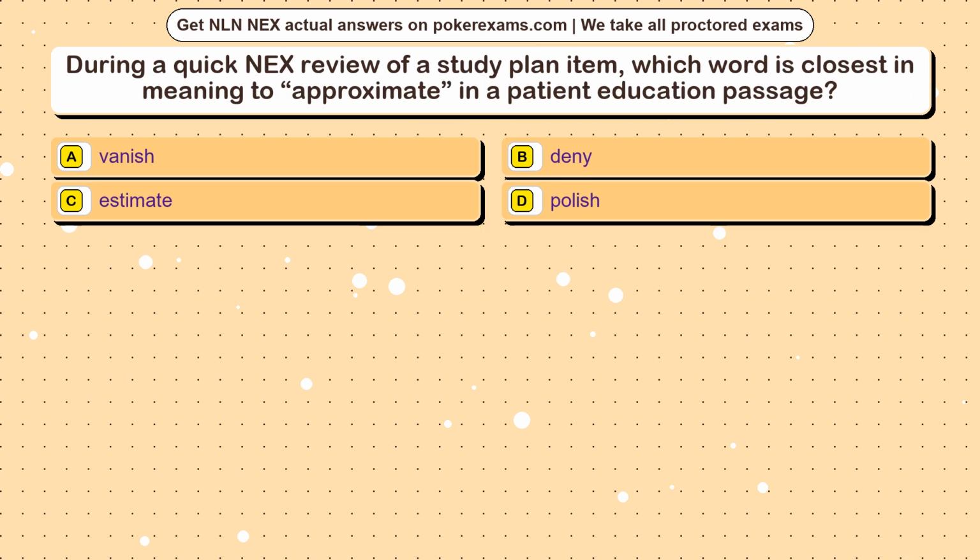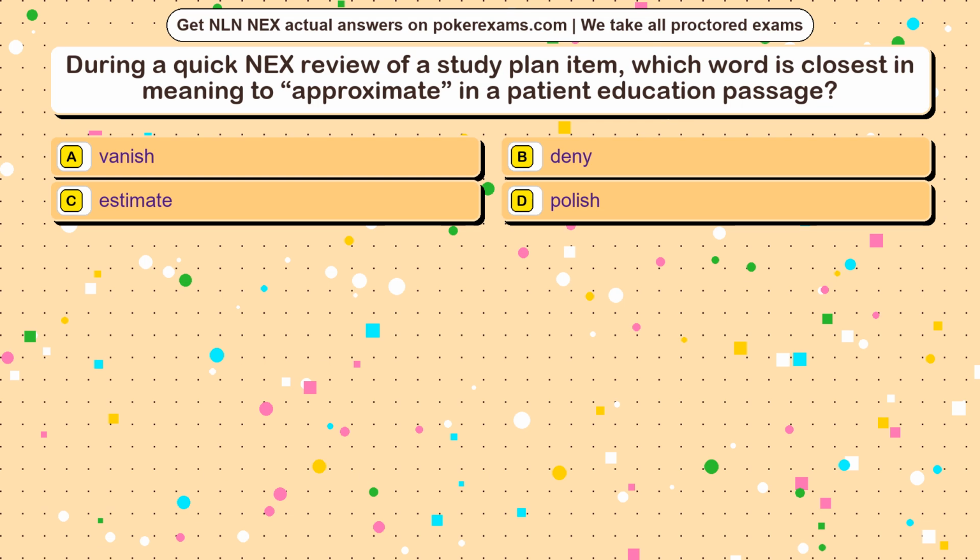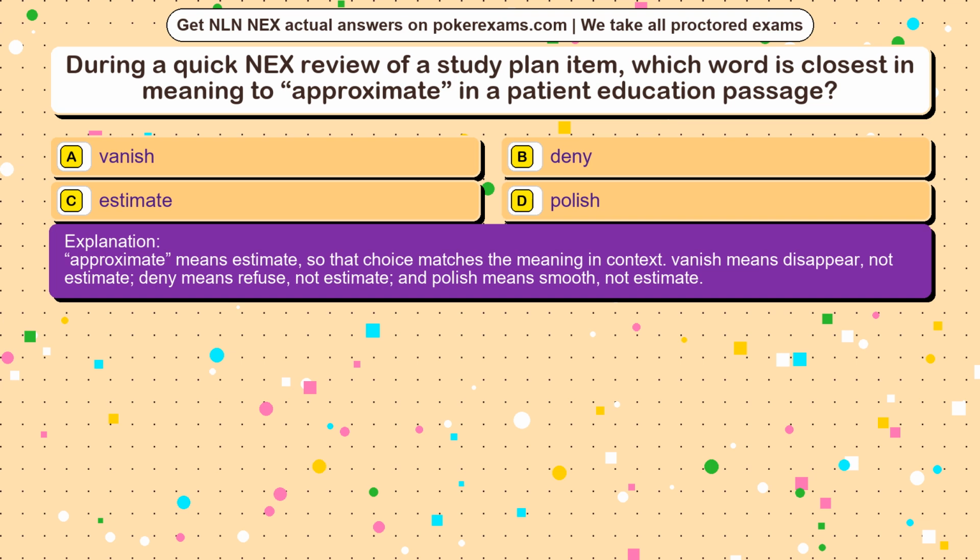Question 2. During a quick NEX review of a study plan item, which word is closest in meaning to approximate in a patient education passage? Option A, vanish. Option B, deny. Option C, estimate. Option D, polish. The correct answer is option C. Approximate means estimate, so that choice matches the meaning in context.